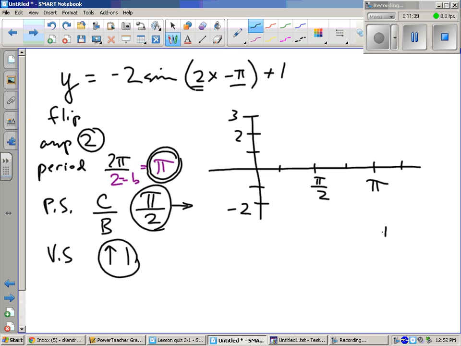I have to add pi over 2 to pi that's already there. So that's 2 halves pi plus 1/2 pi. So this should be 3 pi over 2 is where I'm going to end. So we're changing the labels to make it fit all these changes that are going to happen.